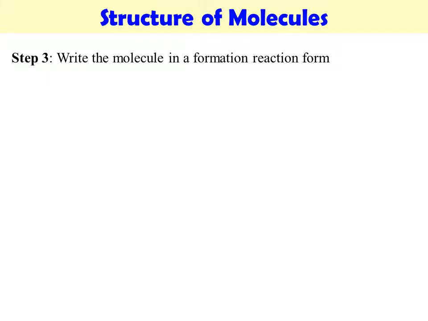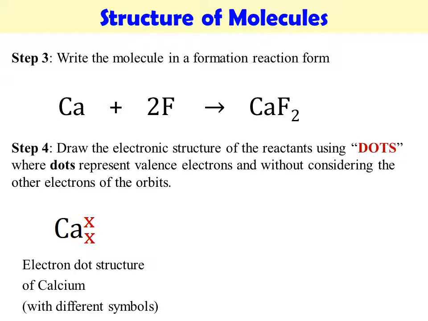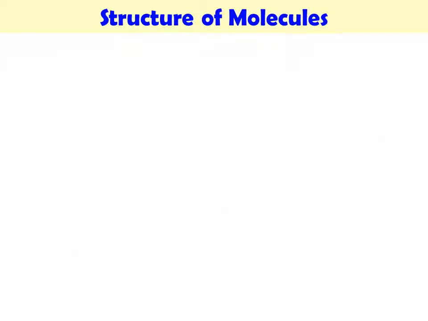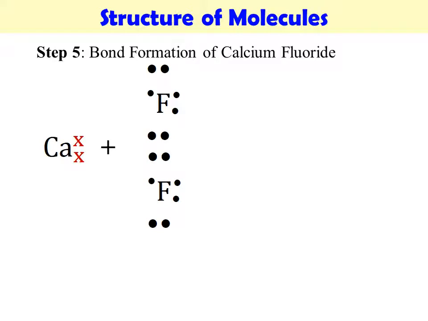So step 3, the molecule in the formation reaction form, it is calcium plus 2 fluorine atoms forms CaF2. Step 4, draw the electronic structure of the reactants using dots, where dots represent valence electrons, without considering the other electrons of the inner orbits. So this is the electron dot structure of calcium with different symbols mentioned. It's a fluorine atom, electron dot structure of fluorine. Now, bond formation of calcium fluoride. So this is calcium, and there go 2 fluorine atoms.